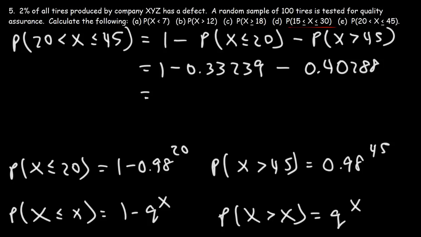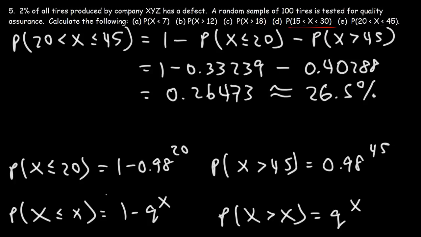So the final answer is going to be 0.26473. So there's approximately a 26.5% chance that we're going to find a defective tire between sample 20 and sample 45, but not including sample 20. Now let's take a minute to review the formulas that we've covered in this video.